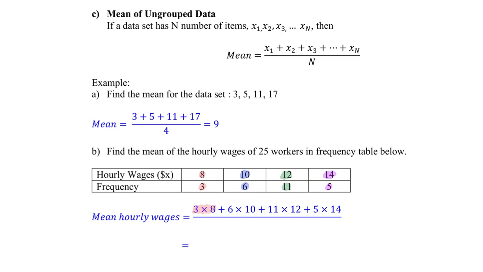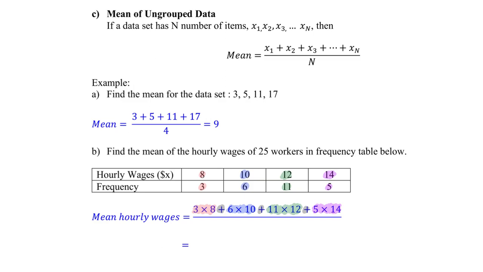This is for the 3 workers with $8 each. This is for the 6 workers with $10 each. 11 workers with $12 each. 5 workers, each of them is $14, so the total will be 5 times 14. Then I add them together.